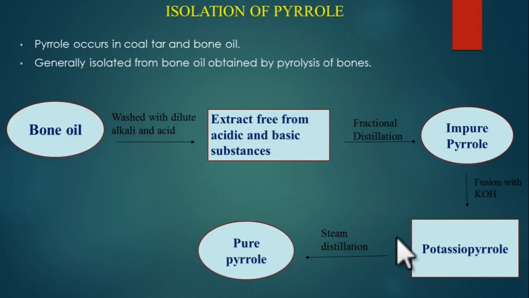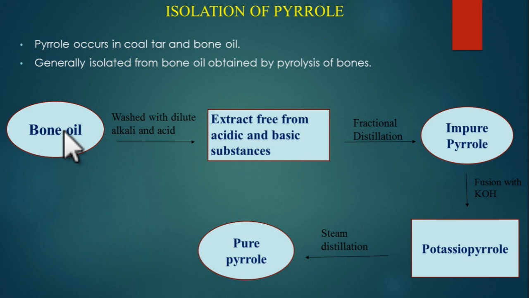Now, pyrrole is isolated from natural sources. Pyrrole occurs in coal tar and bone oil. Generally, it is isolated from bone oil. This is the commercial isolation of pyrrole from bone oil. First of all, we take bone oil in a big container.